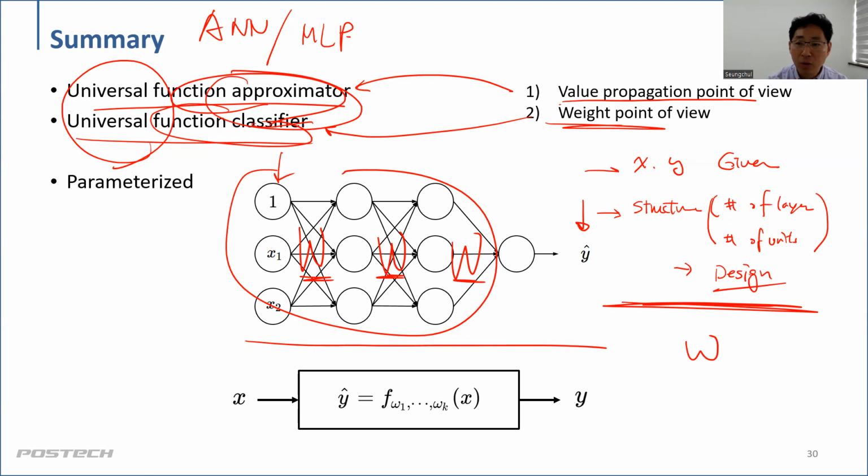We have to find out omegas. That means if you know omegas after learnings, that means we don't have to predefine the kernels. ANN is going to tell us based on the data set they have. That's the beauty of ANN.